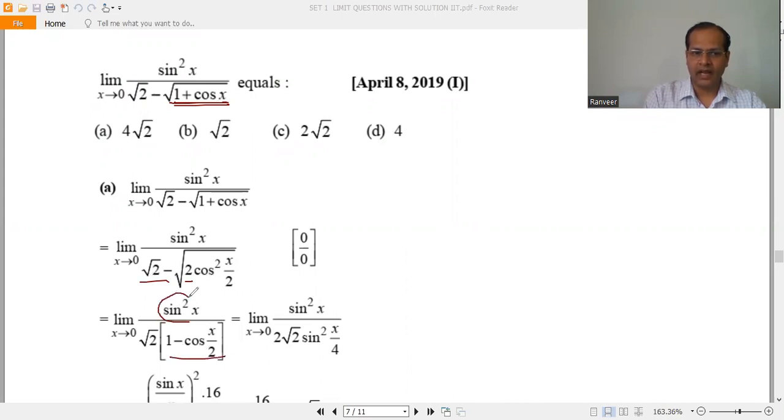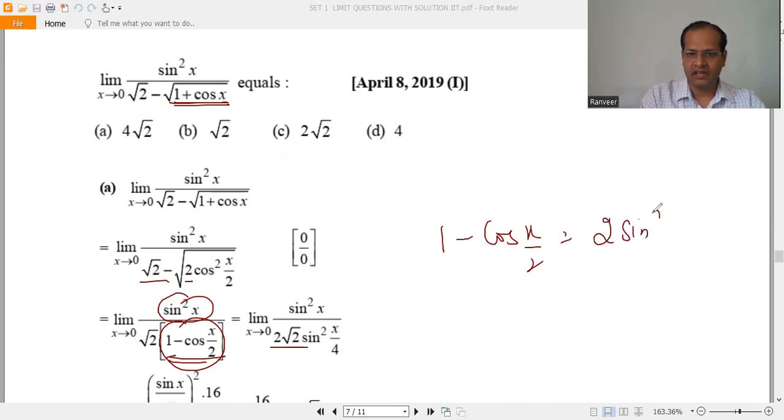Now for sine square x, 1 minus cos x by 2 is 2 sine square x by 2. Correct? This we can write here. So 2 root 2 sine square, so I will do here 1 minus cos x by 2. This we can write as 2 sine square x by 2, which means x by 4. And already previously root 2 is there. So 2 root 2 sine square x by 4. So that's why this value.